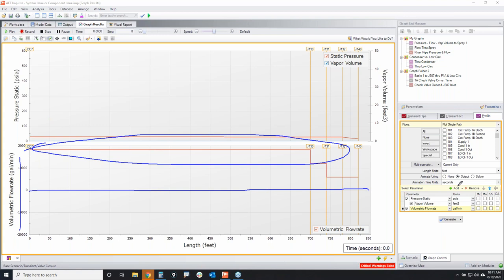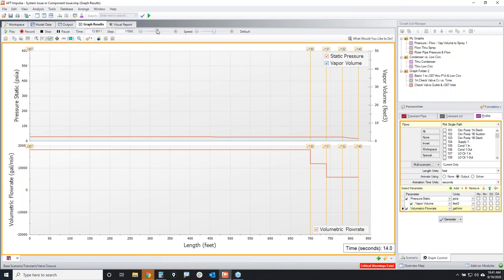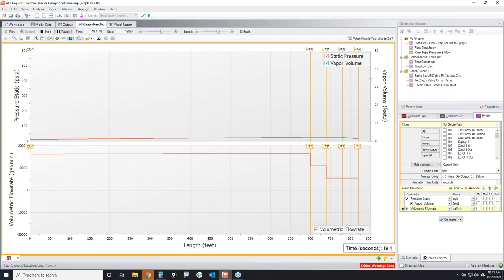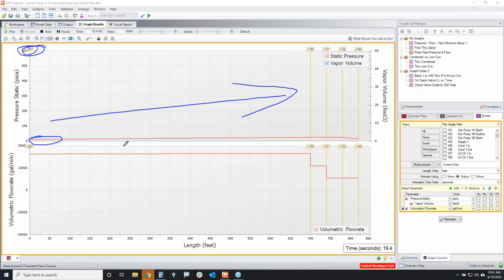So I'm going to zoom ahead in time, because nothing really happens for the first 18 to 19 seconds. And I'm going to play the animation from this point. So the valve is just about to be completely closed. And as you can see, when I pause this, the pressure downstream of the valve right here is going to be a low pressure wave that will pass through the system, which is likely to hit vapor pressure where you would start cavitating.